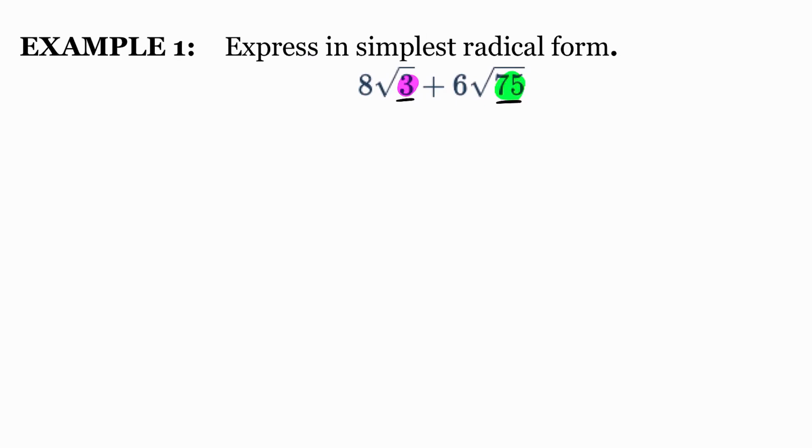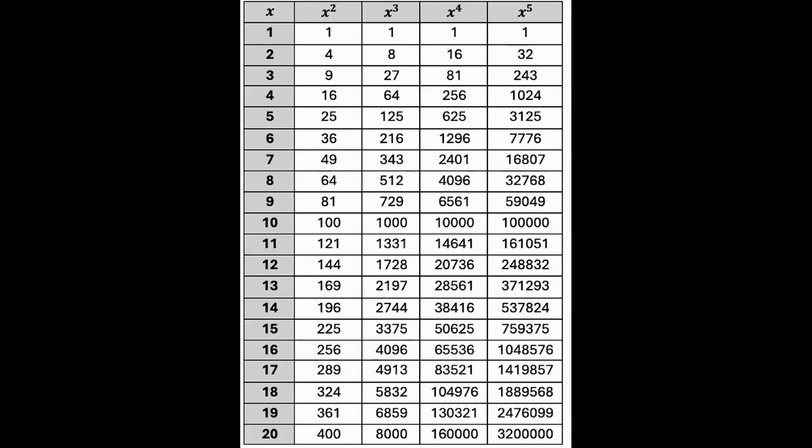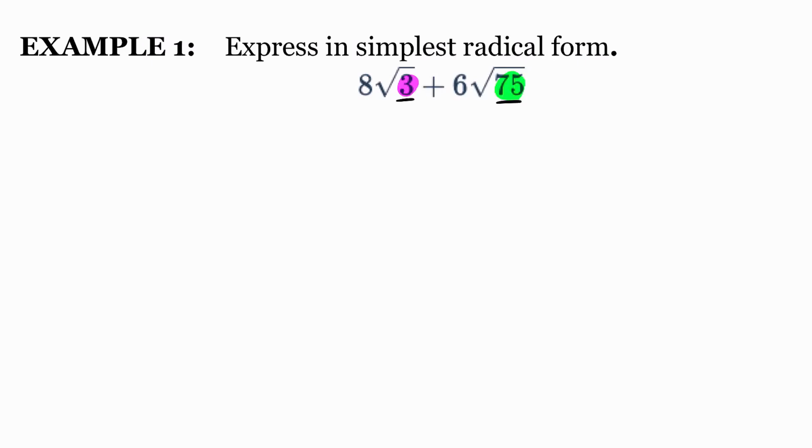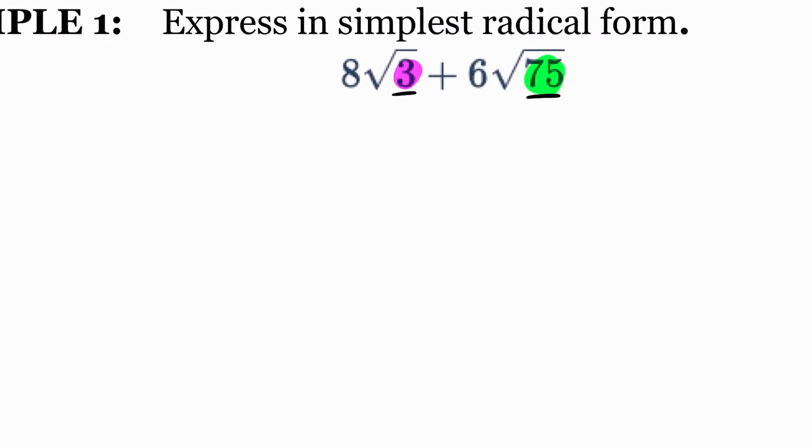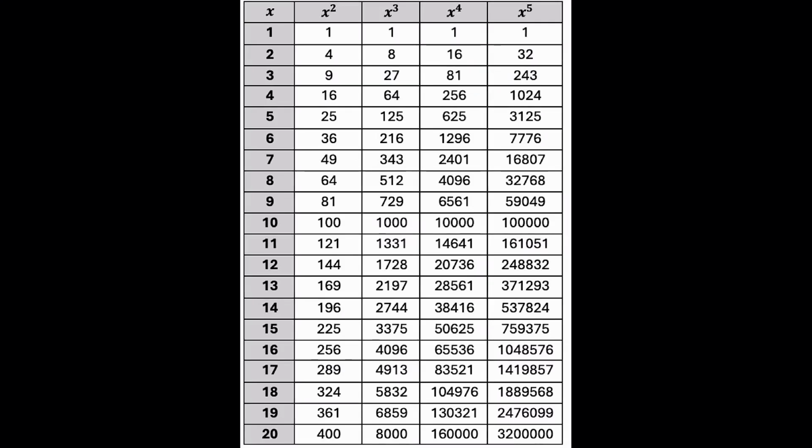Okay, 3 is a little too small. The only number that goes into 3 is 1, so we can't do anything there. So 3 is already simplified. So the first one is already simplified: 8 times the square root of 3. But the second one, 75.